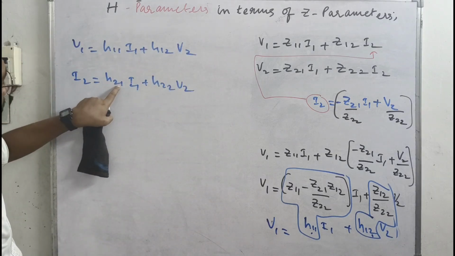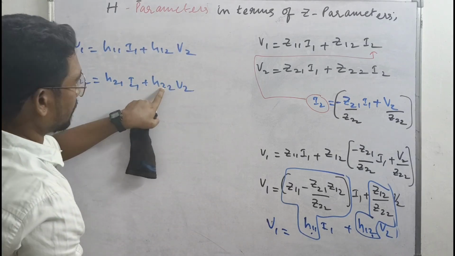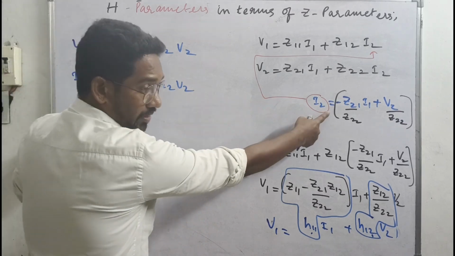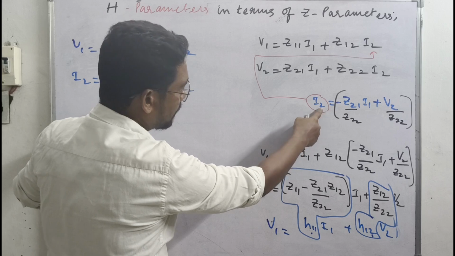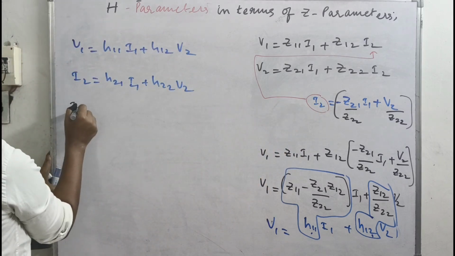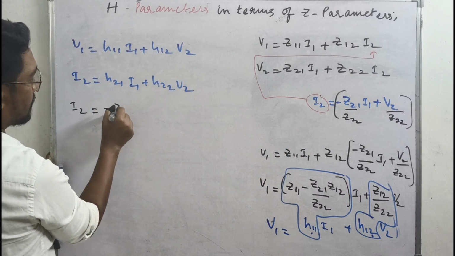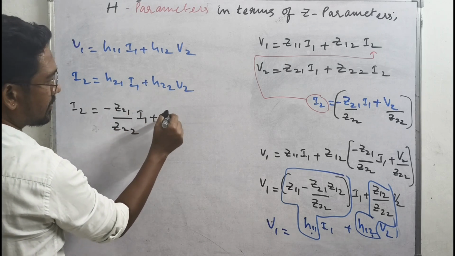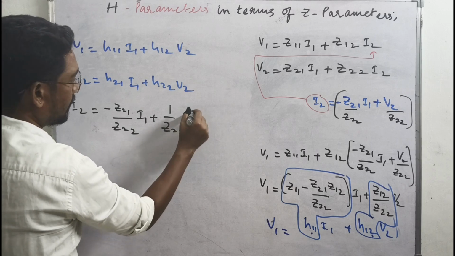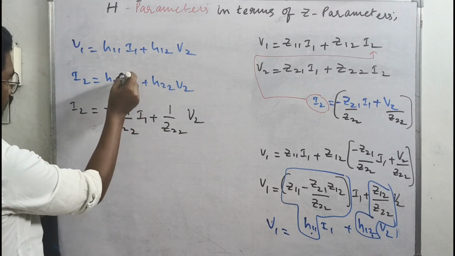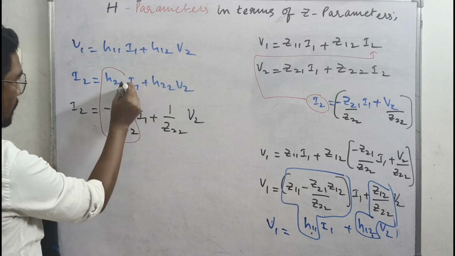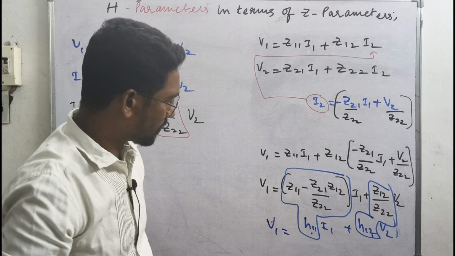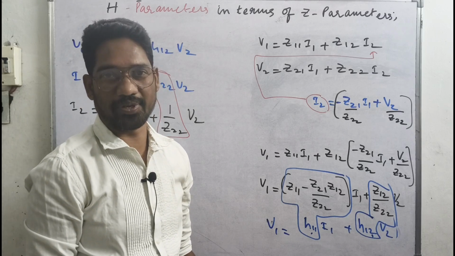How about this one? How to evaluate h21 and h22 in terms of z parameters? Simply by comparing this expression with this one, which we have already rewritten for i2. Now i2 from that expression will be equal to minus z21 on z22 i1 plus 1 on z22 v2. So in this expression we can compare that h21 is minus z21 on z22 and h22 is 1 on z22. So this is how we express h parameters in terms of z parameters. That's it.